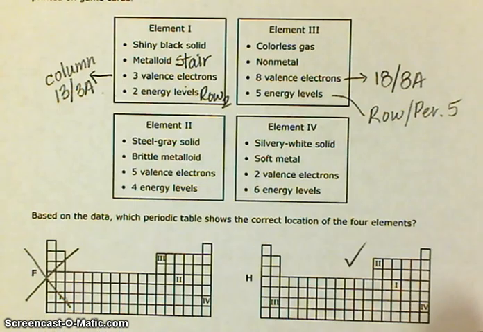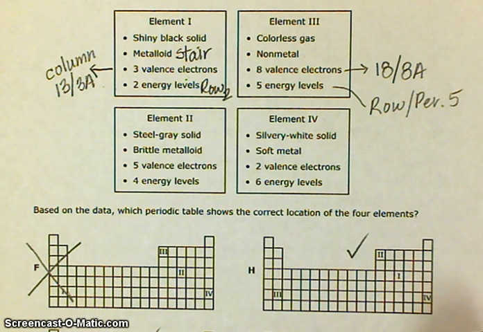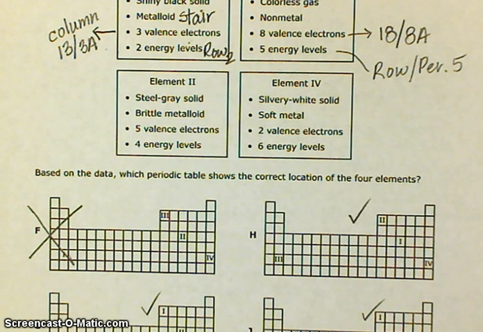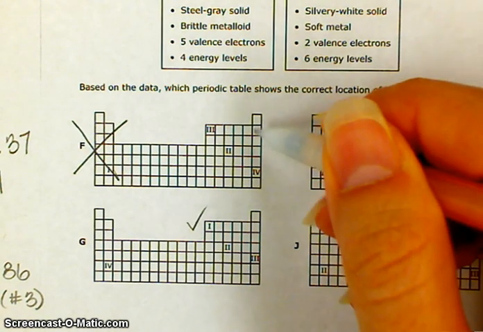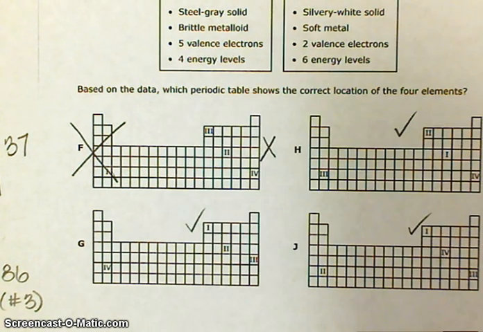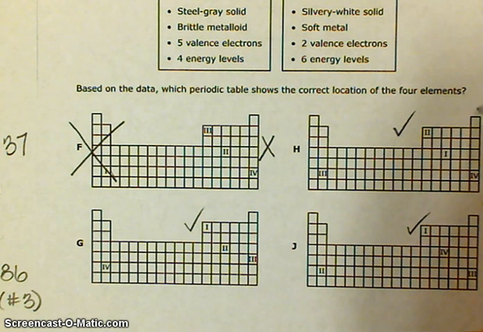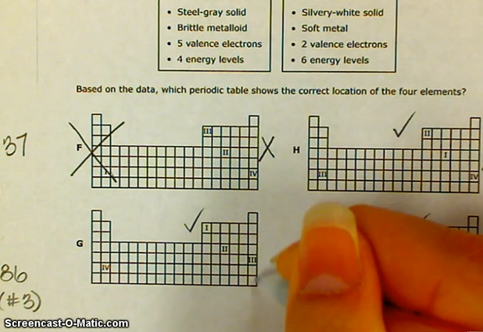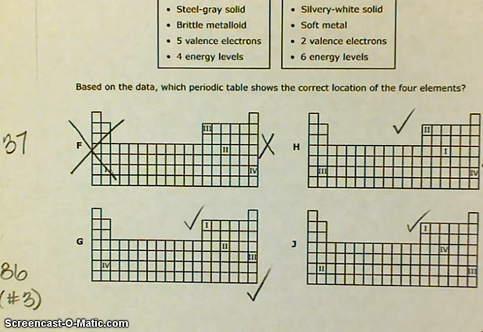So let's look at element 3. Colorless gas, column 18, that's the last column. So is element 3 in the last column here? No. Here? No. Here? No. Here? Yes. So now we're down to G and J.